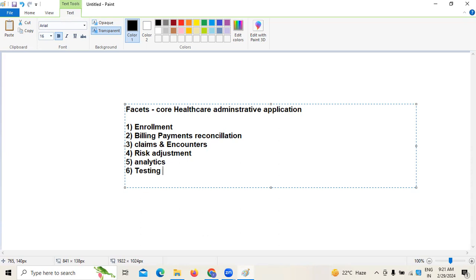At the same time, when it comes to exchanges, the actual deposit of the exchanges is concerned when there are different subsidies like APTC, which we call advanced premium tax credits, or CSR, cost sharing reductions. Whatever we are working on using different EDI 820 policy-based payment notifications in HIPAA, all these things come under billing and payments reconciliation.